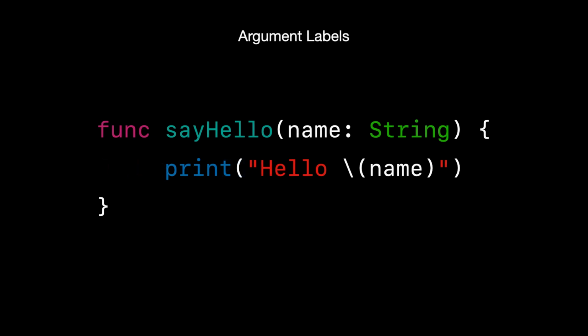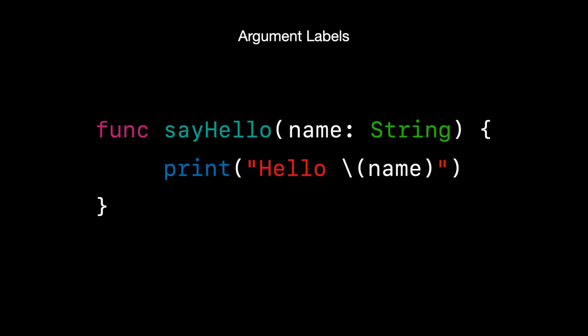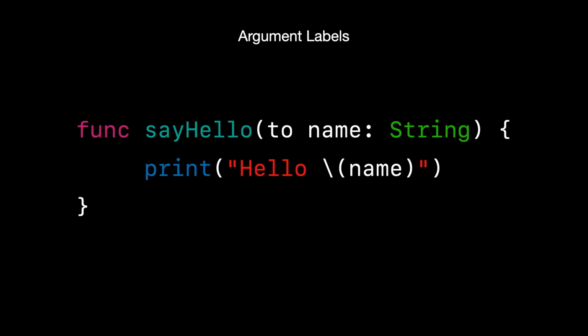Here's our sayHello function again. When we call it, we write sayHello name: ish. That's kind of clunky. I'd rather call it saying sayHello to: ish. Swift allows us to have one label used when calling a function and a different one to be referenced inside the body of a function.